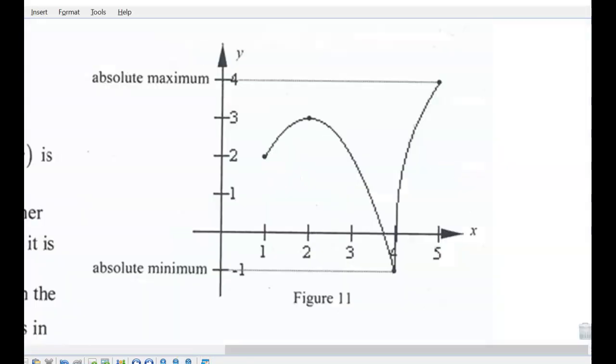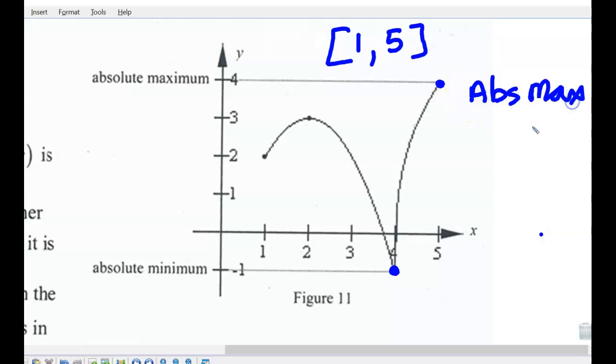Okay, so if we take a look at the graph here, we would notice that I do have a closed interval. This interval is going from 1 to 5. And on this closed interval, I have a highest value right here, and I have a lowest value right here. So the absolute max value would be the y-coordinate when x is 5, which is 4. And the location of that would be at x equals 5.